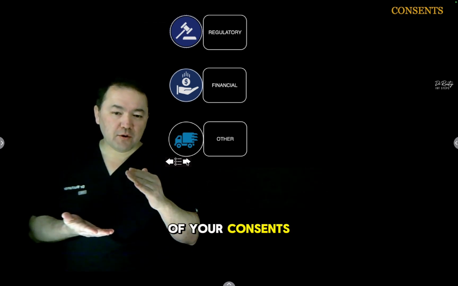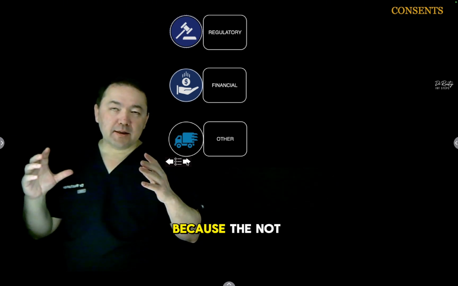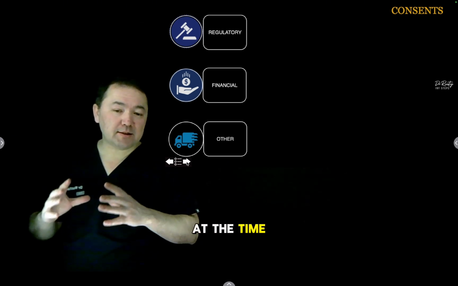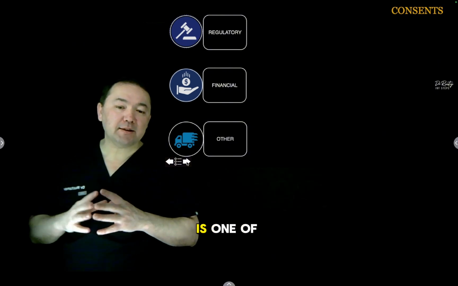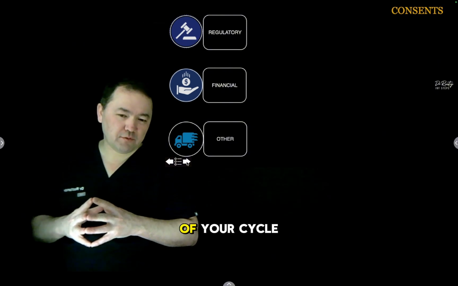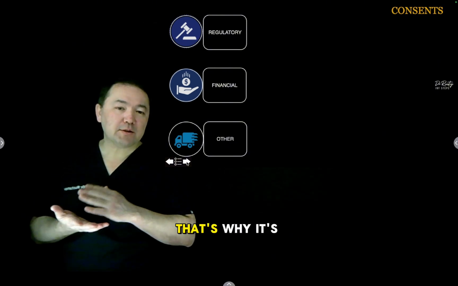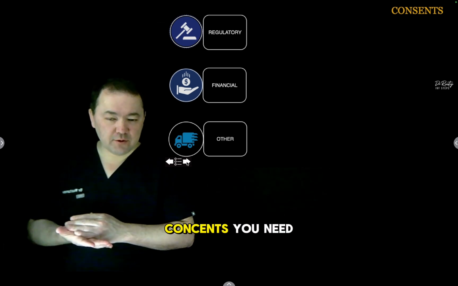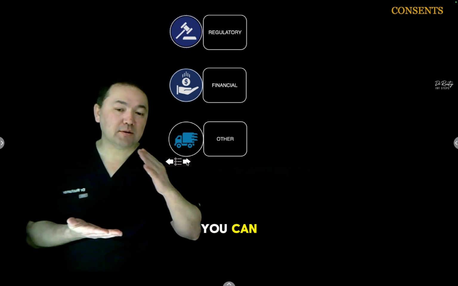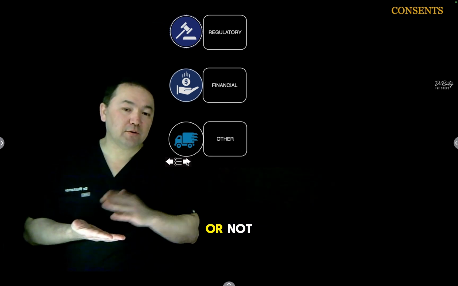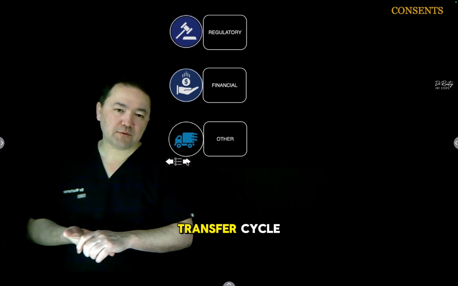Staying on top of your consents is very important, because not having valid consent at the time of starting the cycle is one of the main reasons for the cancellation of your cycle, which can be very frustrating. That's why it's very important to understand what kind of consents you need to sign, so that you can track whether your consent is valid or not before you start your frozen transfer cycle.